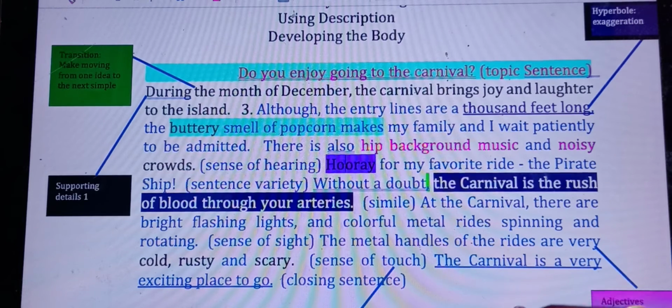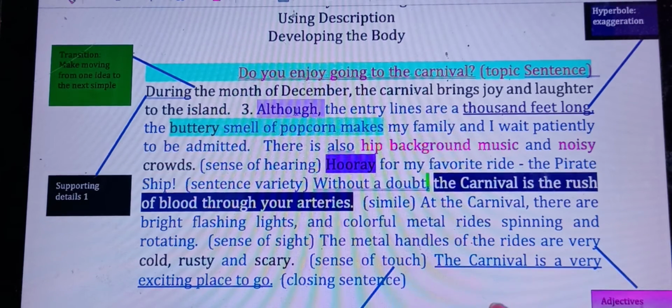He continues, hooray for my favorite ride, the pirate ship. Now, this is very lovely here, what he does, this use of onomatopoeia, because it helps to, again, create sound. It helps us to feel his excitement here. Hooray.